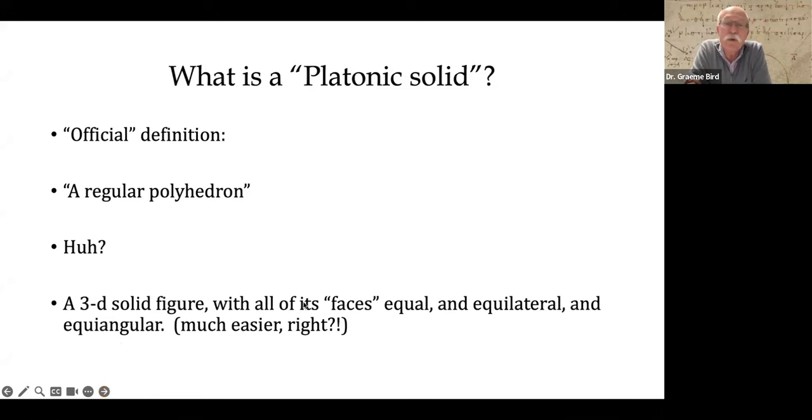But here's another definition, which may or may not be helpful: a 3D solid figure with all of its faces equal, like the cube we looked at, and all of its faces are equilateral, like the square on the cube, and equiangular. Actually, this is easier, right? So a cube is an example of a Platonic solid. All of its faces are squares, they're all equal to each other, they all have the same sides, and they all have the same angles. I started with this one because this is familiar to us from rolling dice, and Monopoly and whatever other games use cubic dice.